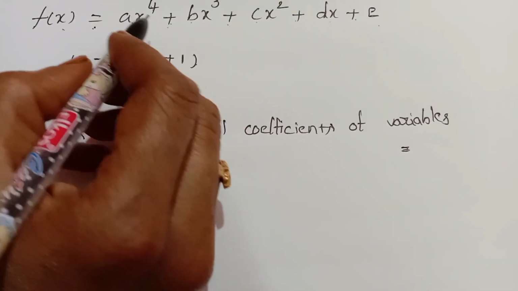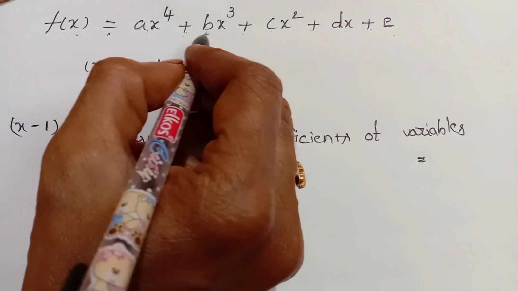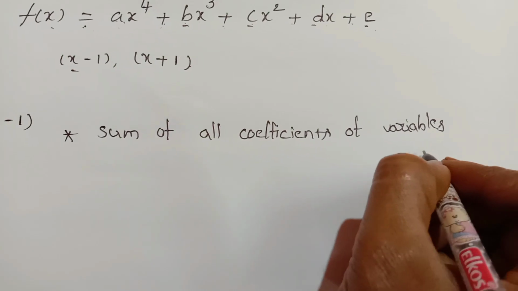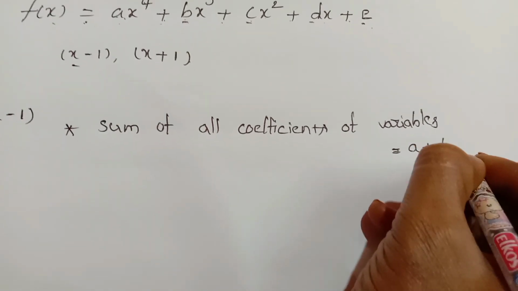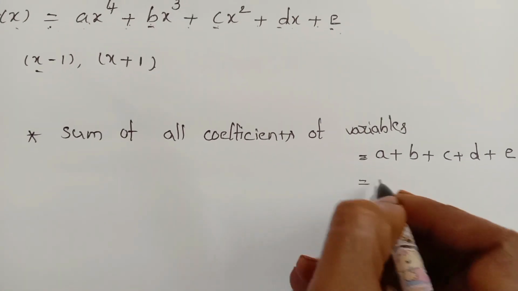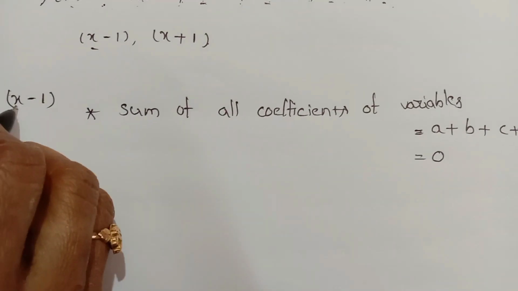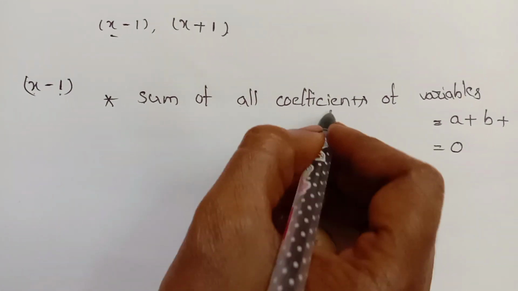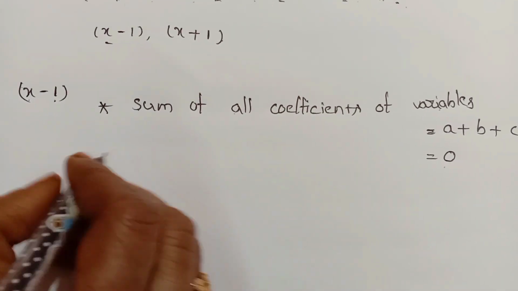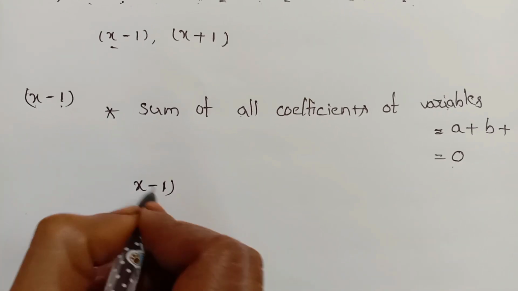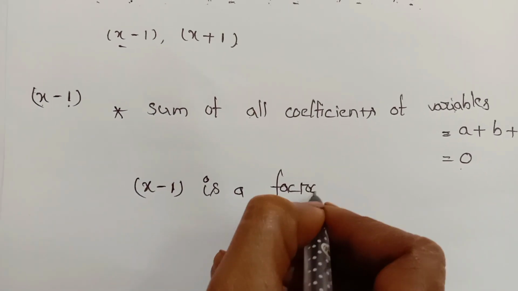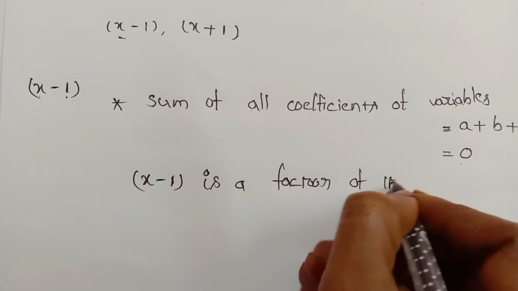Here, what variables are there? a, b, c, d, e. The sum is a plus b plus c plus d plus e, which is equal to 0. You can observe that for x minus 1, the sum of all coefficients of the variables is equal to 0. Directly we say that x minus 1 is a factor of that polynomial.